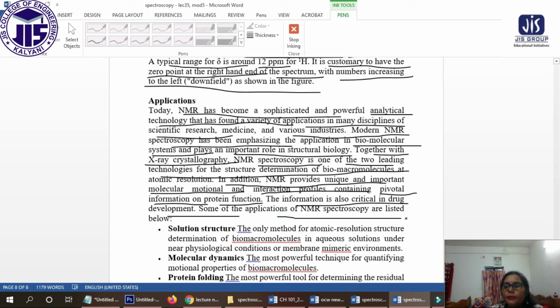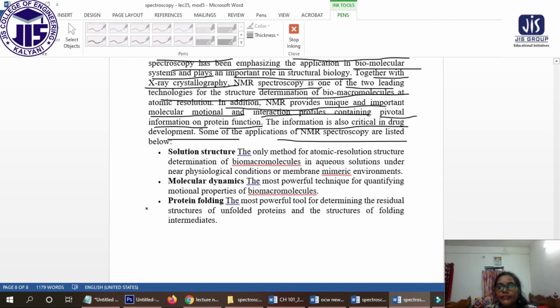Some of the applications of NMR spectroscopy are these. Like solution structure, the only method for atomic resolution structure determination of biomolecules in aqueous solutions under near physiological conditions or membrane environments. Next application is molecular dynamics, the most powerful technique for quantifying the motional properties of biomolecules. And also the protein folding.